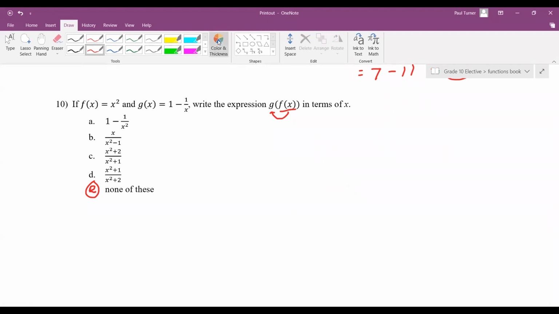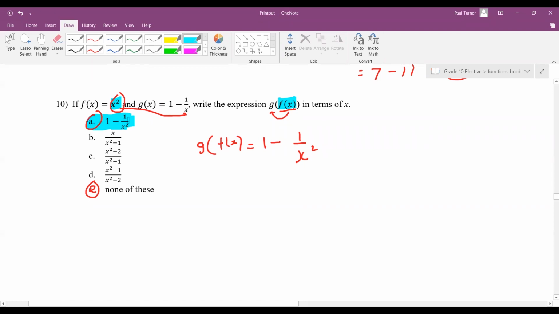So we're going to put f into function g. So this function is going to go into function g. Yeah, that's an easy one. So g(f(x)). So take your f function, x squared, and put it in there. So 1 minus 1 on x squared. So that's an easy one. It just pops straight up. So that didn't require any simplification or anything, okay? Because we already found it.